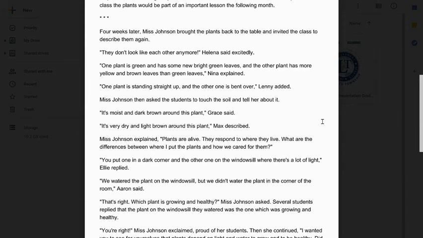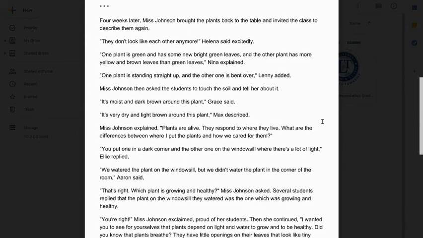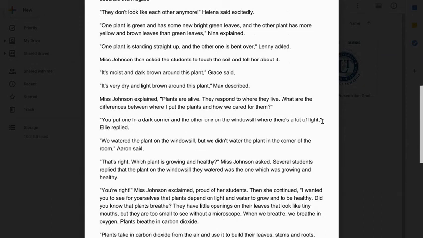They have little openings on their leaves that look like tiny mouths, but they are too small to see without a microscope. When we breathe in oxygen, plants breathe in carbon dioxide. Plants take in carbon dioxide from the air and use it to build their leaves, stems, and roots. Plants also take in water. This is why we need to water plants, so they will grow.